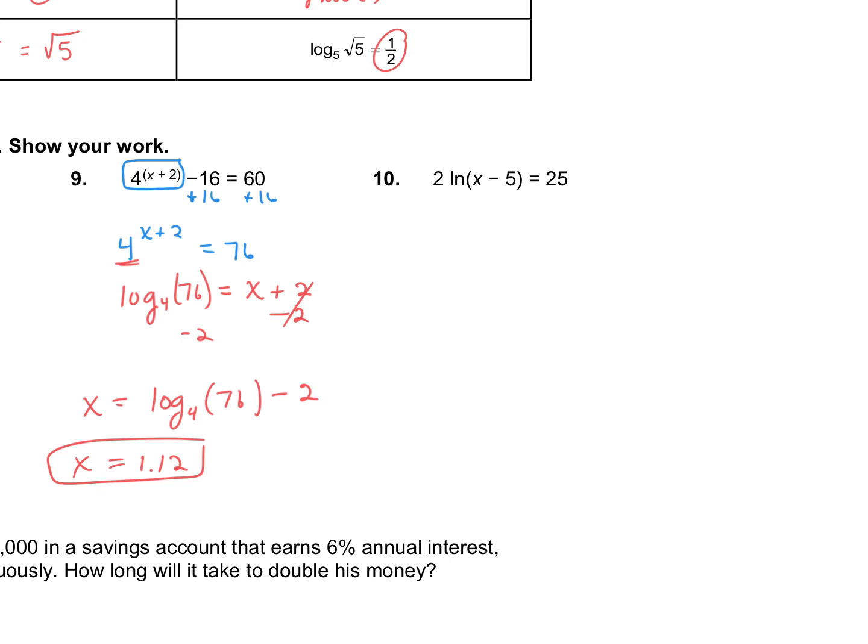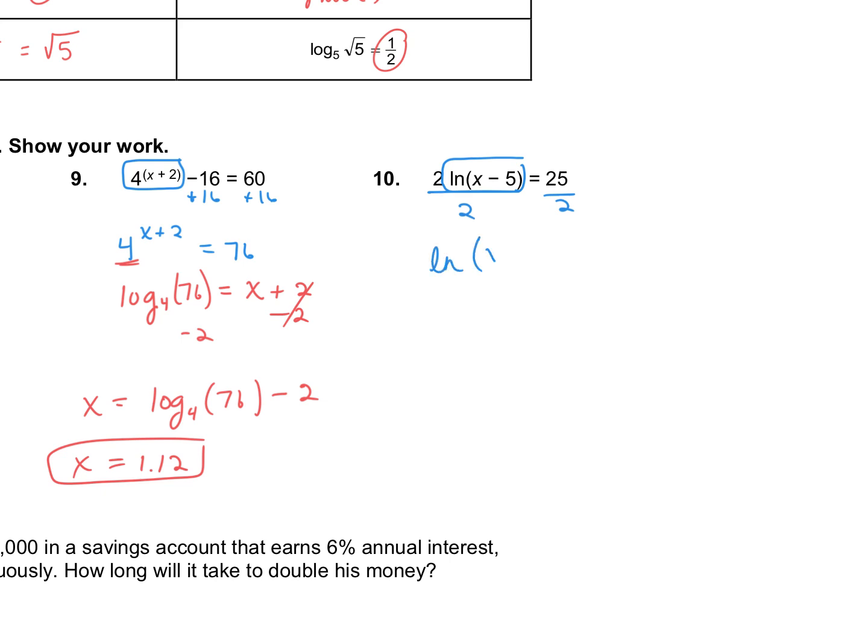All right, number 10. We have to solve for x. Well, x is locked down in this natural log, so we're going to have to switch forms at some point to access the x. But what we want to notice is we're taking the natural log of x minus 5, and that 2 out front does have to go to the other side first. The 2 is being multiplied, so we're going to divide both sides by 2.